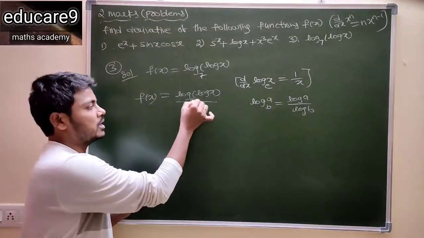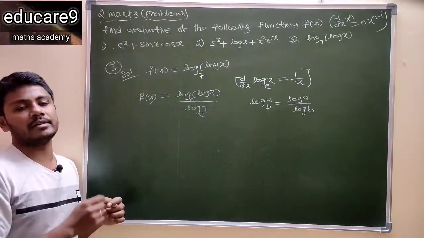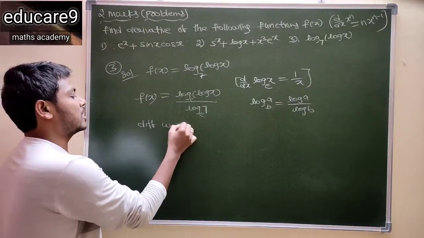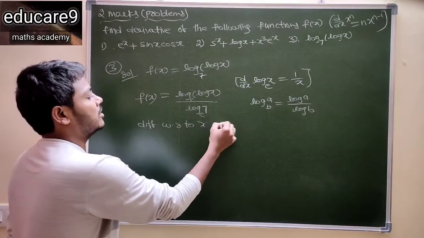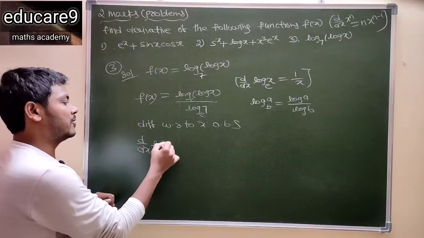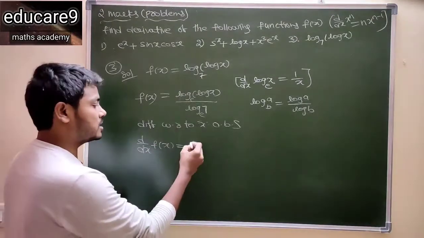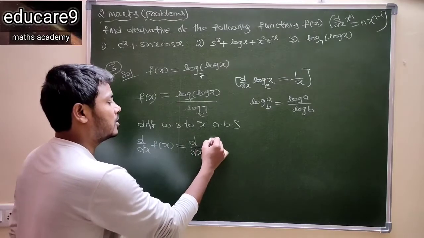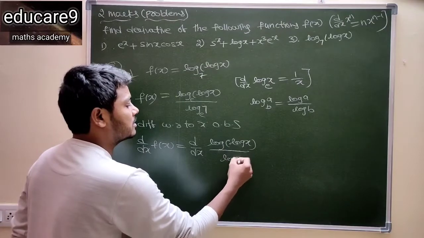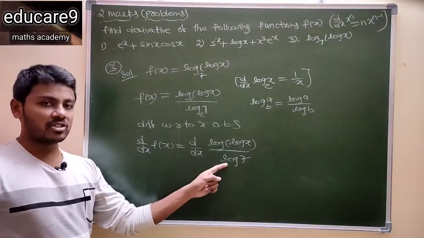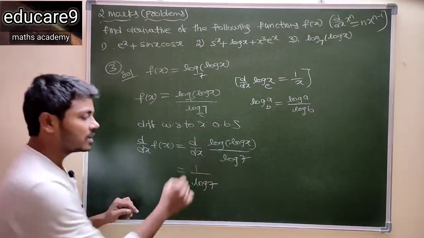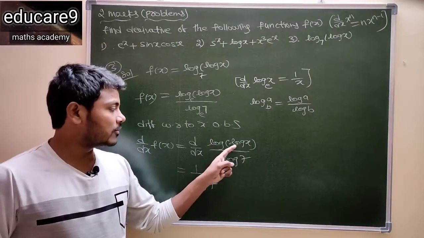So clearly your base is e. Now we have to differentiate with respect to x on both sides. That is d by dx of f of x, and this is d by dx of log x divided by log 7. So here 1 by log 7 is a constant, so write it outside of the differentiation: 1 by log 7 into the derivative of log x.